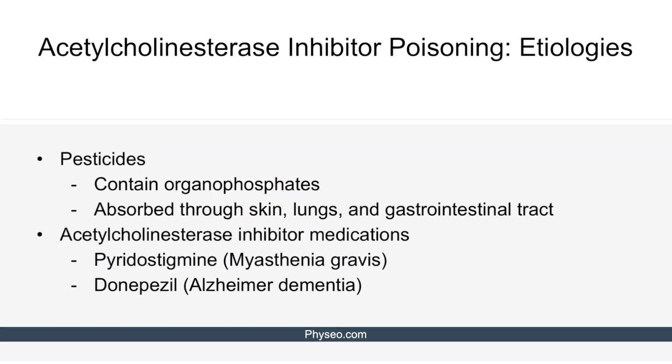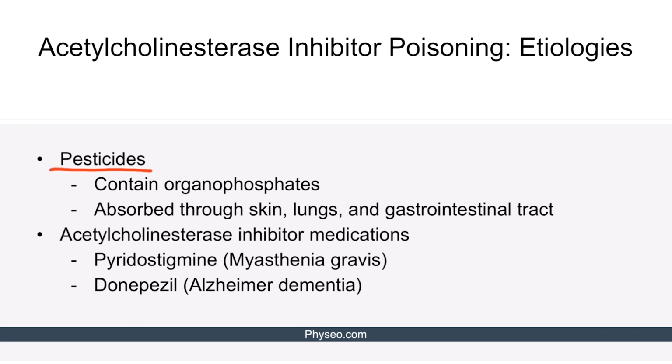There are two main categories of substances that can cause this type of toxicity. Pesticides are a common culprit because they contain chemicals known as organophosphates. Organophosphates are absorbed into the body in several ways, including through the skin, lungs, and gastrointestinal tract. These organophosphates then inhibit acetylcholinesterase and lead to excess acetylcholine in the synapse.